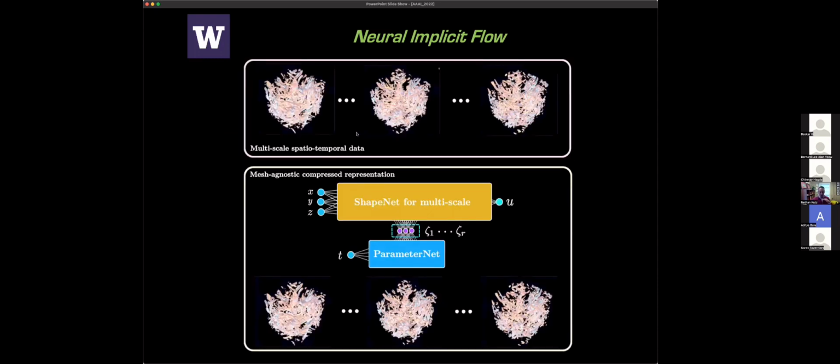So for instance, you could take multiscale spatial temporal data. This is full turbulent flow fields from the Johns Hopkins database, which is really huge. And you can basically encode this all in this mesh agnostic framework. It's completely mesh agnostic. It doesn't even care that maybe you have data that has different meshes or different sampling locations. You can train it all on this. And what you end up getting is a compact representation of all that physics.